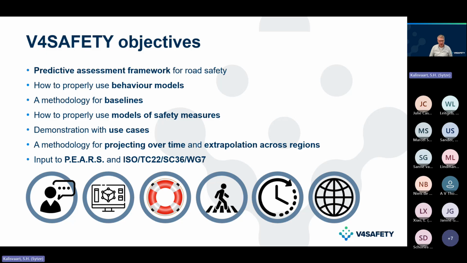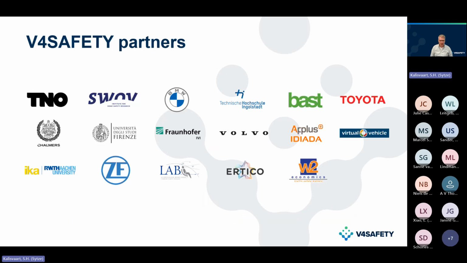And what would that mean for a study or for the road situation in 5 years from now? So Lars already mentioned the P.E.A.R.S network. This is a volunteer network that works on prospective safety assessment and using simulation. And it also feeds the V4Safety results into this ISO working group. Good. If we talk about the partners, then there's 17 of us. It's a sizable consortium, but that actually makes it very effective.